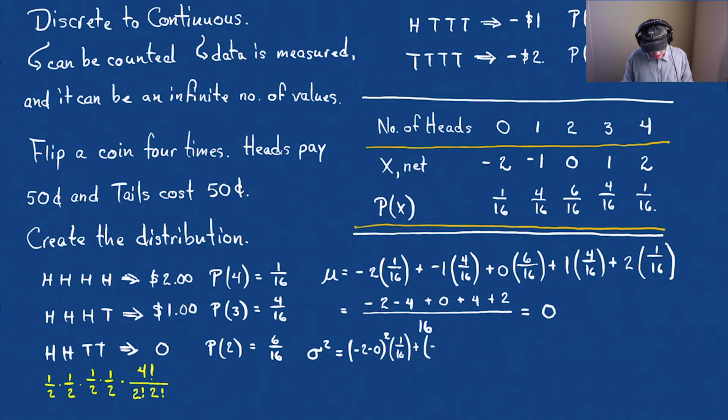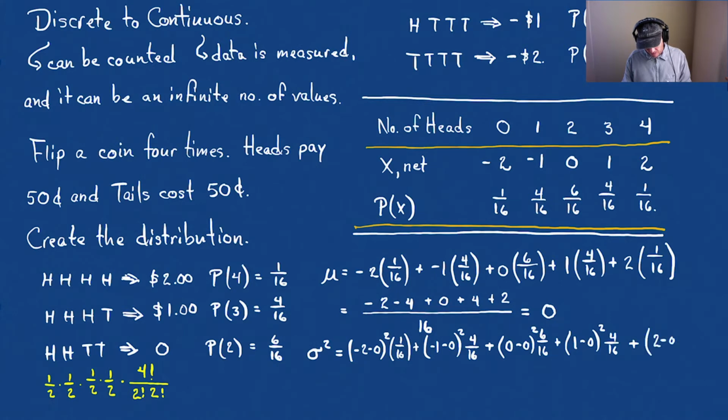Plus, we go to the next one, minus 1 minus the mean of 0, square it, and multiply it by its probability of 4/16. And then we have plus the data value of 0 minus the mean of 0, times its probability of 6/16. Plus, I have a data value of 1 minus the mean of 0, square it, multiply it by 4/16. Plus, our last data value is 2 minus the mean, square it, and multiply it by its probability of 1/16. Okay, we can do this.